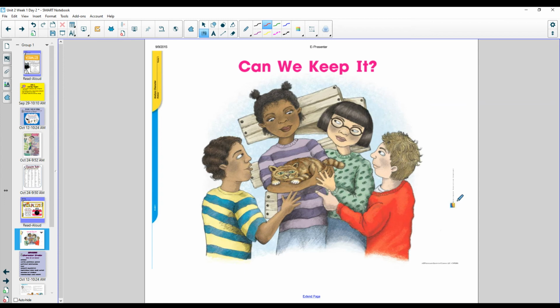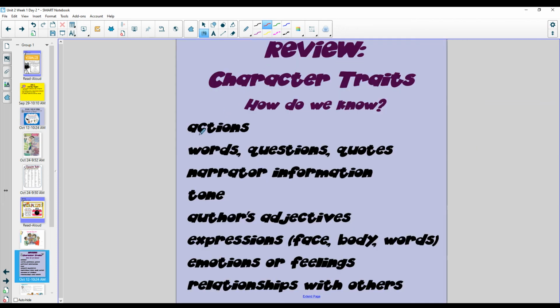The girl with the glasses looks a little curious, like she's wondering something. And the boy in the red, he's pointing or wanting to pet the cat, and they're all very close together, which tells me that they're either close friends or they're comfortable with each other. Okay, now remember, you are going to focus on a character's actions with their words, their questions, their quotes, what they say, and the tone of the narrator's information. We're going to look at the adjectives that describe them, their expressions or their emotions.